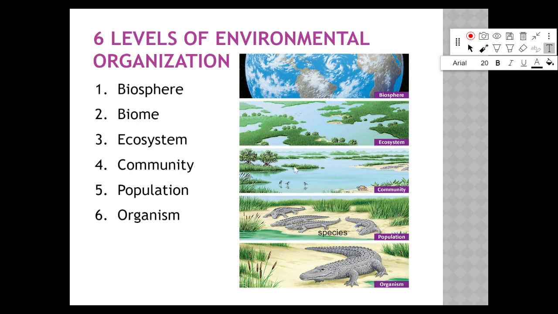A community right here is different species of living things living together in the same area. And so right here you see you have some birds, and then it looks like a crab, the crab right here. Then over here you have some crocodiles, and then you have some grass right here, some trees. So all of these are living things, different species living together. And so these right here are all examples of a community.